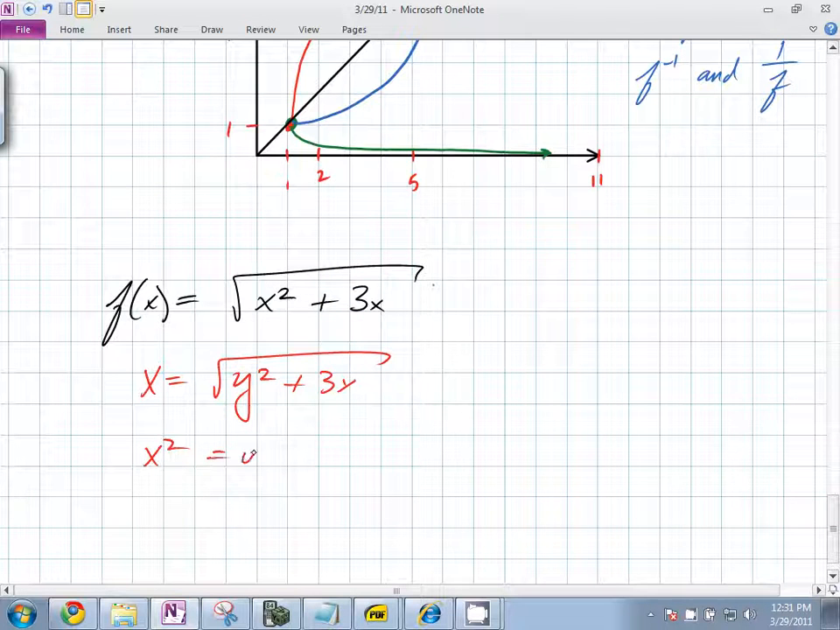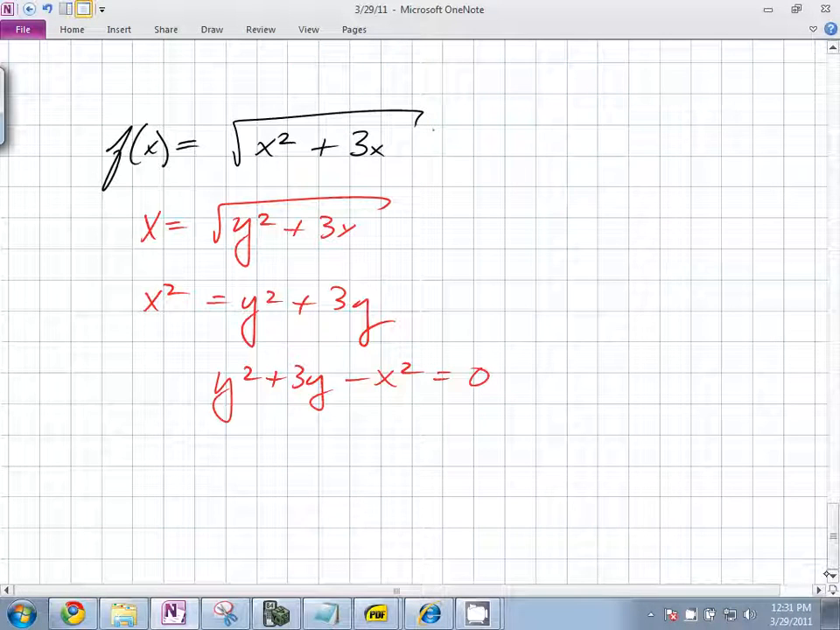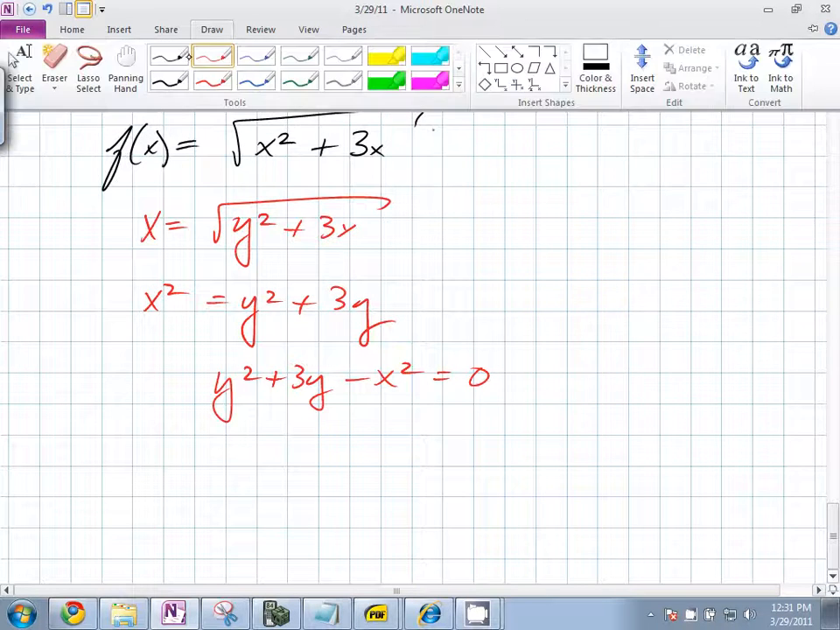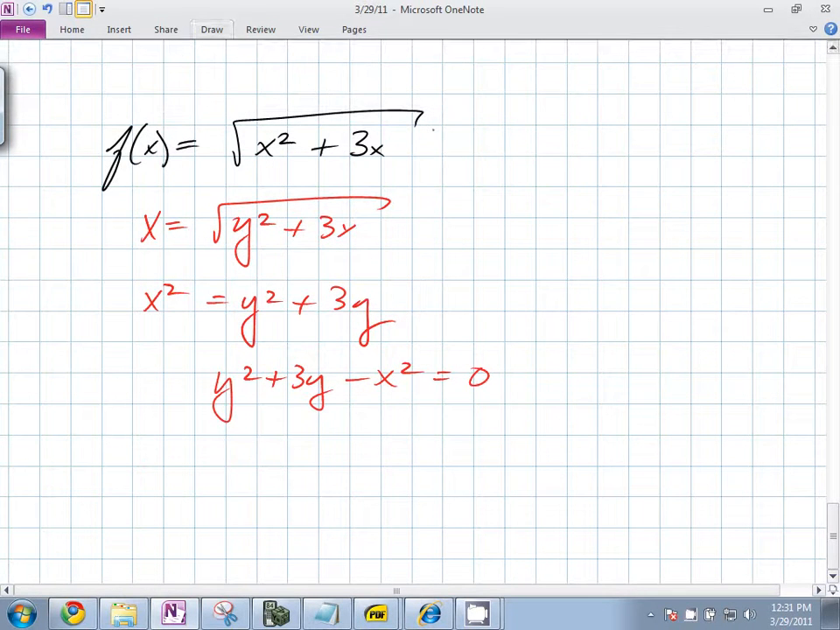What's your step 1? Yeah. Now what? Oh, let's square it. And then you end up with y squared plus 3y minus x squared is equal to? And you're like, gosh, I can't factor that. What does it look like? Yeah, so what are you going to use? Quadratic equation, quadratic formula. Yeah, you are. What does a equal? b equals? c equals? Negative x squared.